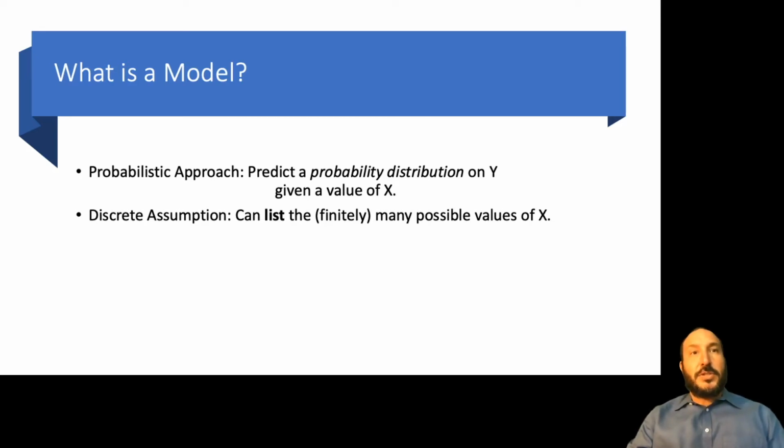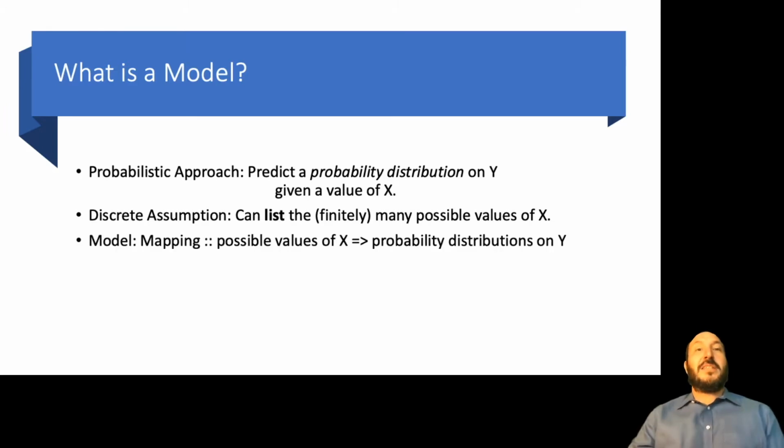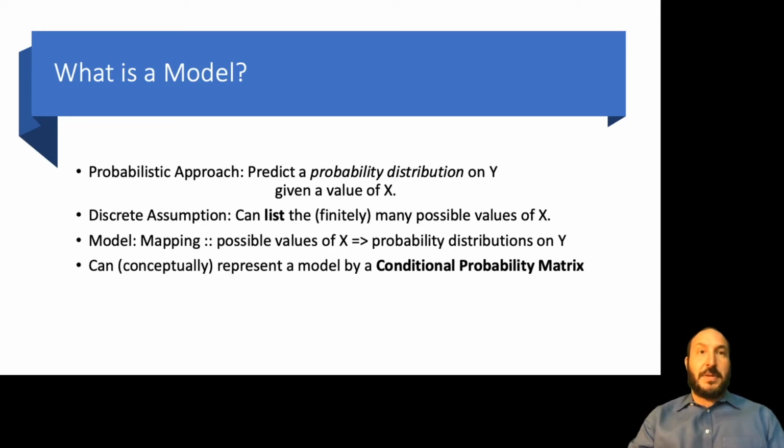Now, what should the model be? Well, the model is going to be this mechanism that says when you give me a value of X, what is the probability distribution on Y? So a model is going to be a mapping from the possible values of X to probability distributions on Y. Now that sounds pretty complex and abstract, but what we're going to show, thanks to this discrete assumption, is that we can conceptually represent a model by what I'm going to call a conditional probability matrix.